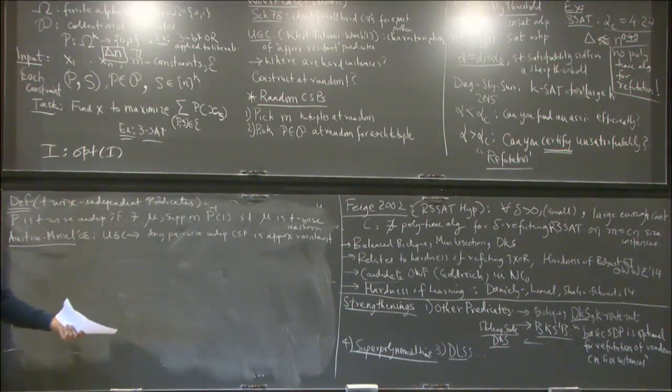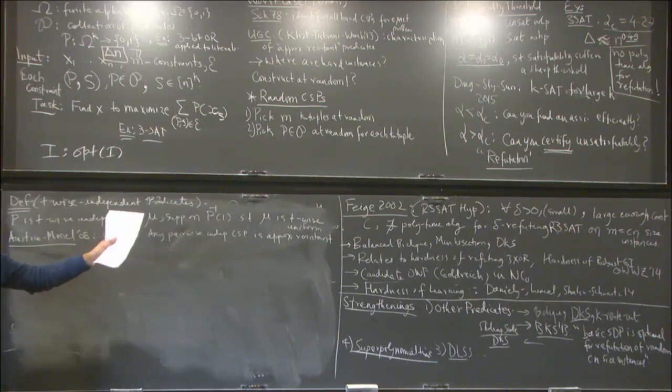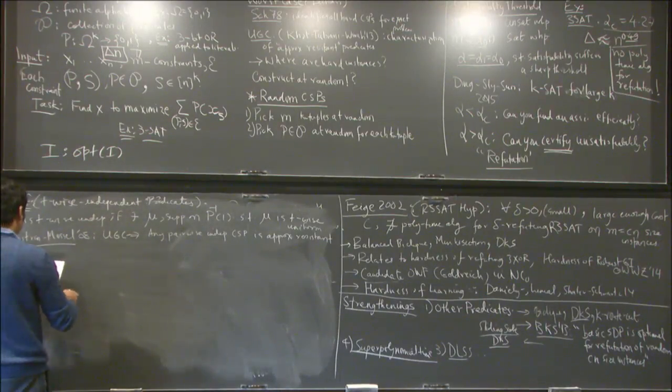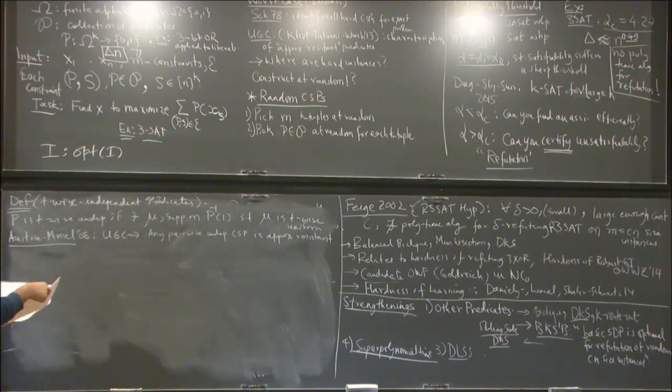And so now people wanted to investigate what happens if I take random instances which satisfy this condition on the predicates. Wasn't it proven also without the UGC? No, that would be awesome to show, but we don't know how to prove this.